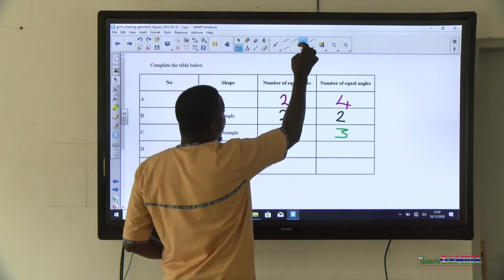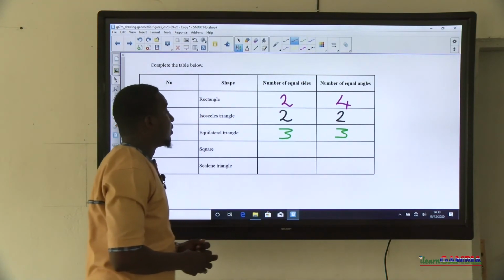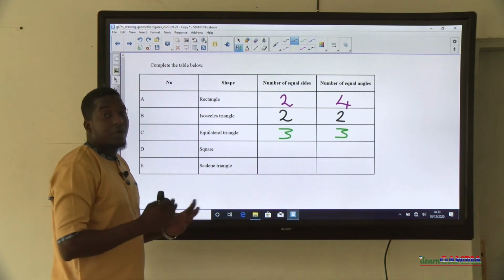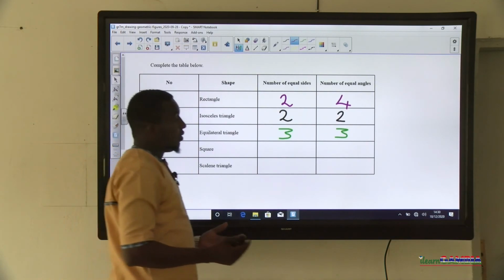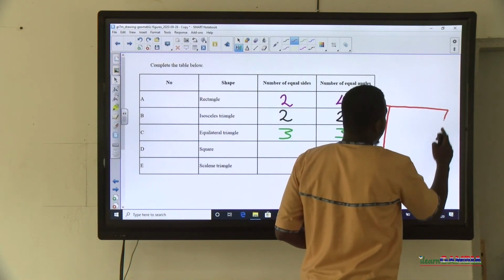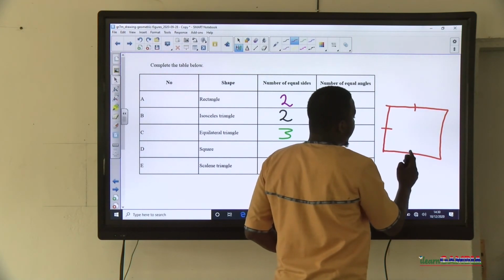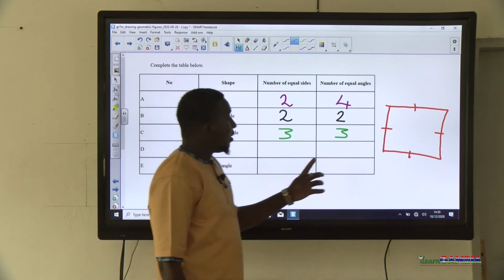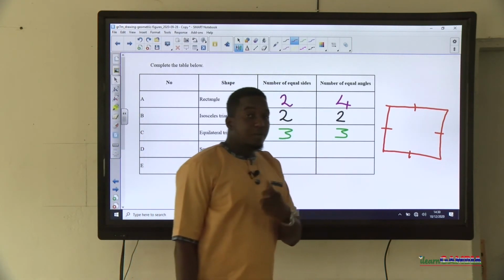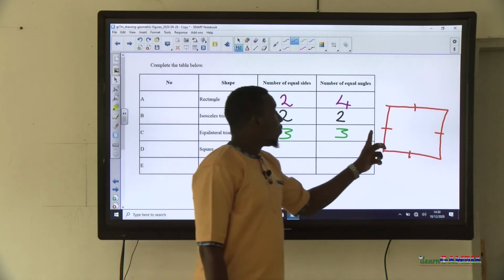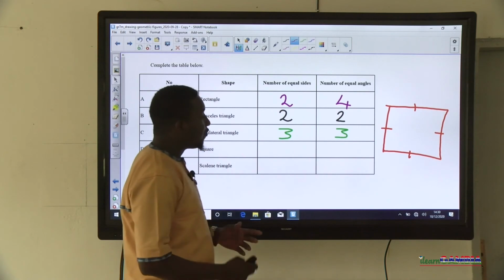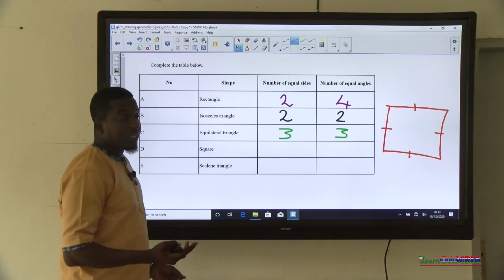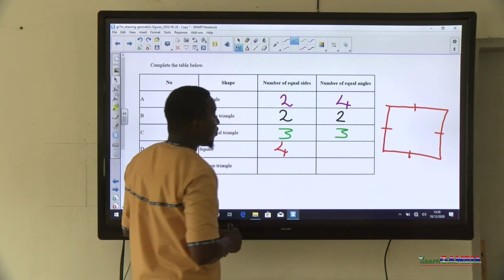Again, we've discussed squares in our previous lesson. We define squares as plane shapes that have all their sides equal and all their angles equal. Of course, they are 4-sided figures wherein all the sides are equal. So the number of sides that it has are 1, 2, 3, 4, and the number of equal sides that it has are 1, 2, 3, 4. So it has 4 sides, and all the sides are equal. It means the number of equal sides is also equal to 4.